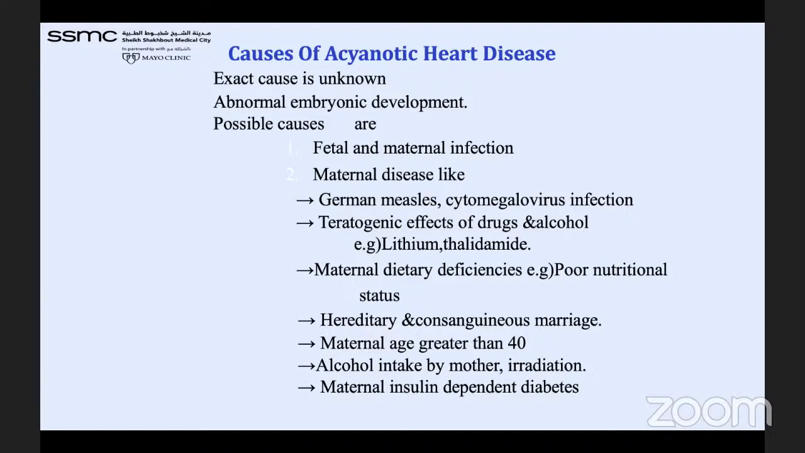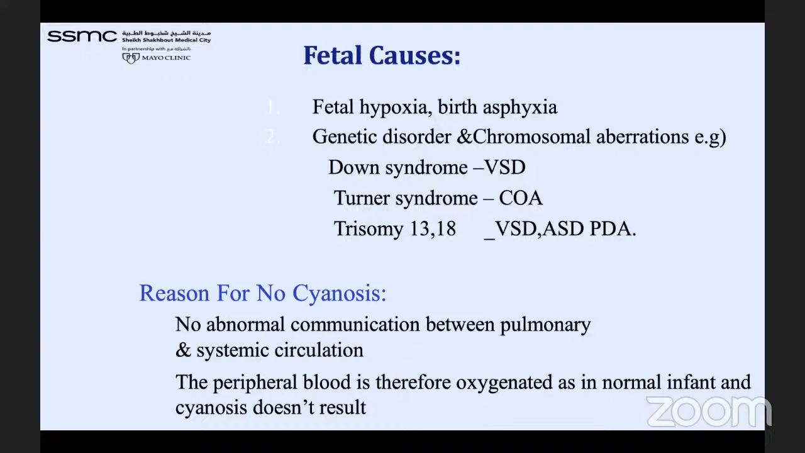Causes we already showed and discussed in the table, but it can be fetal and maternal infection or maternal diseases like German measles, cytomegalovirus infection, TORCH infection, hereditary consanguineous marriages, maternal age greater than 40, alcohol intake by mother, irradiation, maternal insulin dependent diabetes. All this can give congenital heart disease. Fetal causes are fetal hypoxia, birth asphyxia, genetic disorders like Down syndrome, Turner syndrome, trisomy 13, Noonan syndrome, Williams syndrome. It's all in those tables. You can just go through those tables in detail.